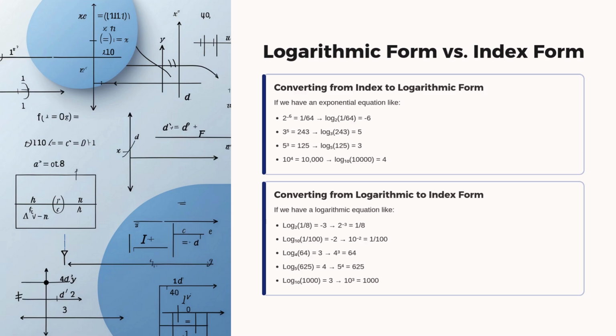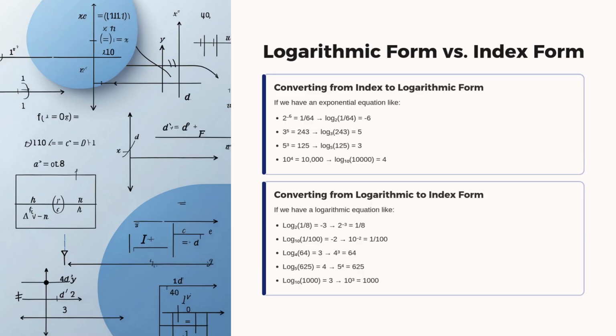5 raised to the power of 3 equals 125. Therefore, log base 5 of 125 equals 3. 10 raised to the power of 4 equals 10,000. Therefore, log base 10 of 10,000 equals 4. Converting from logarithmic to index form.